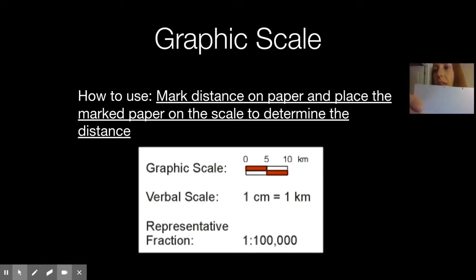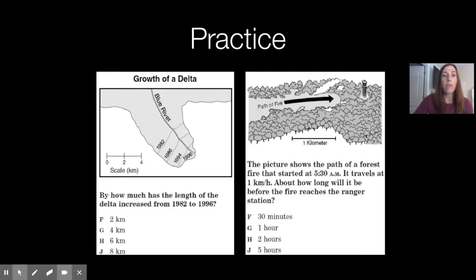Then I'm going to take that and hold it up to my scale to figure out what that actually represents in real life. That's what a graphic scale is. A verbal scale would be, for example, 1 centimeter equals 1 kilometer. So every centimeter that you measure on the map equals 1 kilometer. And then a representative fraction, which you don't necessarily see as often, is just 1 to 100,000. So 1 inch might be equal to 100,000 inches in real life. So those are 3 different types of scale.